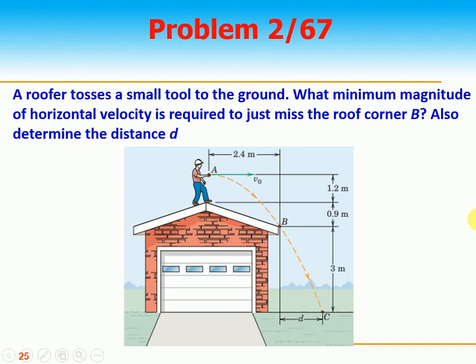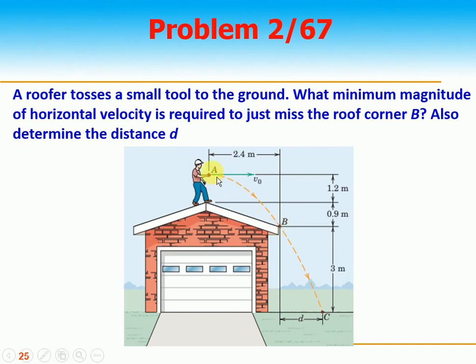Let's see problem 2-67. A roofer, if you see the roofer, a person standing here, tosses a small tool to the ground. What minimum magnitude of horizontal velocity is required to just miss the roof corner B? Also determine the distance d.